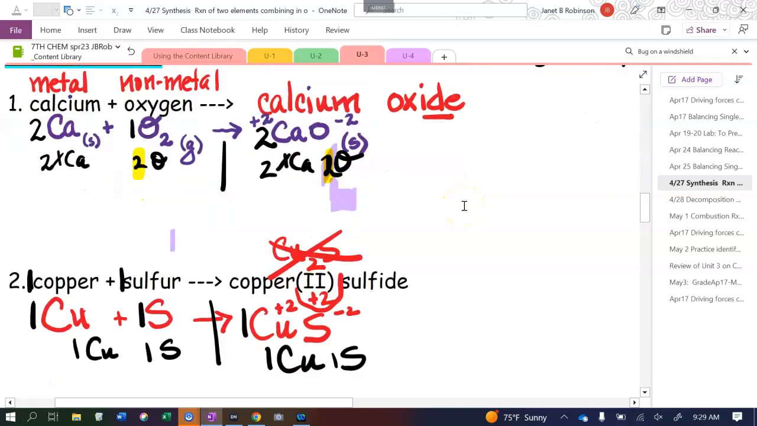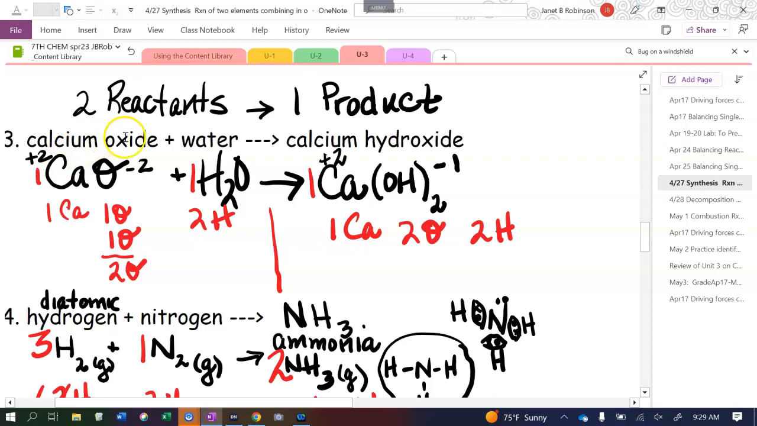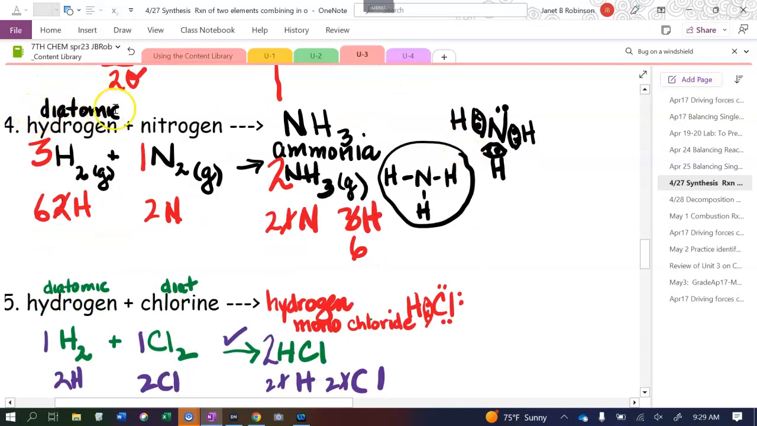All right, so next, copper plus sulfur, calcium oxide plus water. A compound plus a water makes an even bigger compound. A hydrogen plus a nitrogen leads to ammonia. And here I showed you how we figured out how many hydrogens go with ammonia using the electron dot diagram that we learned with covalent bonding.